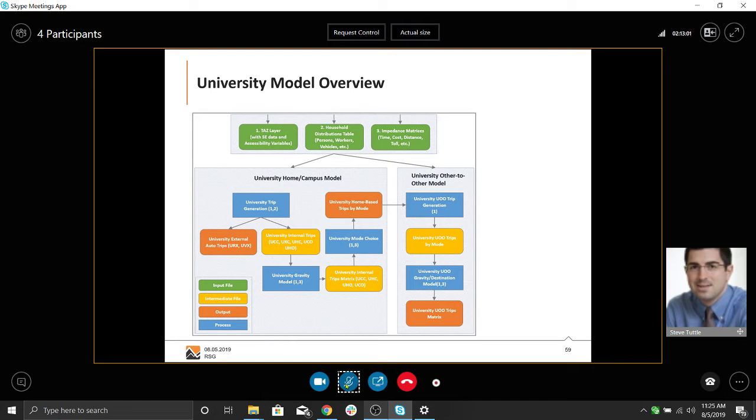The university model is a little bit simpler than the resident model. You have all the same major steps, but they're all generally just a little bit simpler than what's done on the resident side. One example of that is after we generate the trips, we use a gravity model instead of destination choice to distribute the university travel. Then there's a mode choice step, Jane will talk about. Then there's university other to other travel. And this, in a lot of ways, is similar to that non-home-based model on the resident side we just talked about. So it's a little bit simpler, but the same kind of concepts and motivations apply.